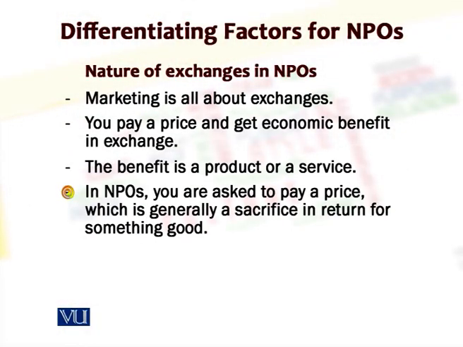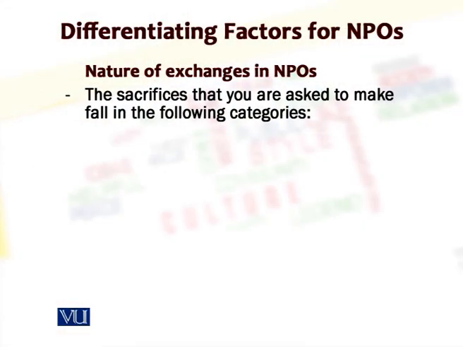You ask your customers to sacrifice something in return for something good. This is the essence of the purpose of NPOs. And what is that good? That good is all about social welfare. Either you change your behavior in order to be the better citizens, or you change your behavior in order to help the society at large. Whatever you do, it is beneficial in social terms. And the question here is, what is the price you ask for? Well, the price you ask for in return for something good is sacrifices of different kinds. And there are four different kinds of sacrifices which consumers or your target audience have to give in order to get something good in return.